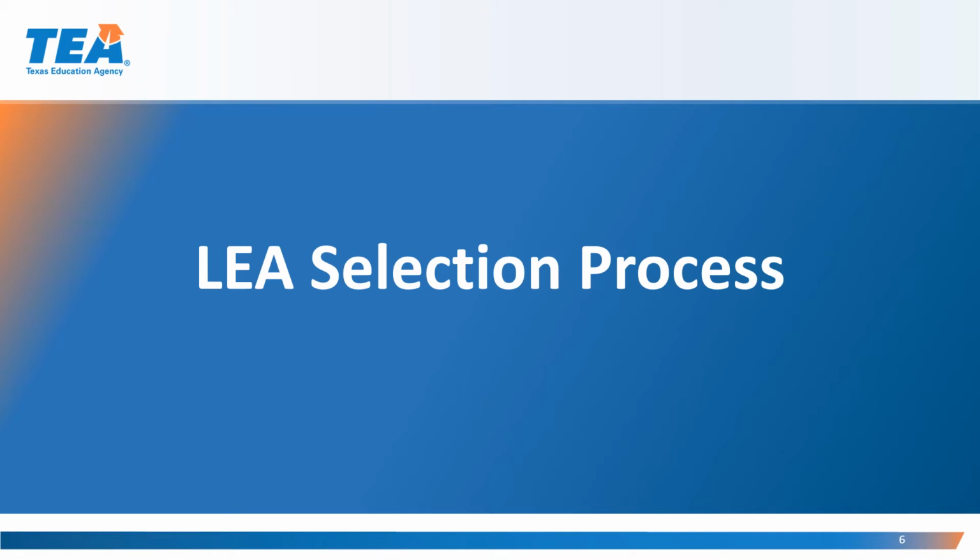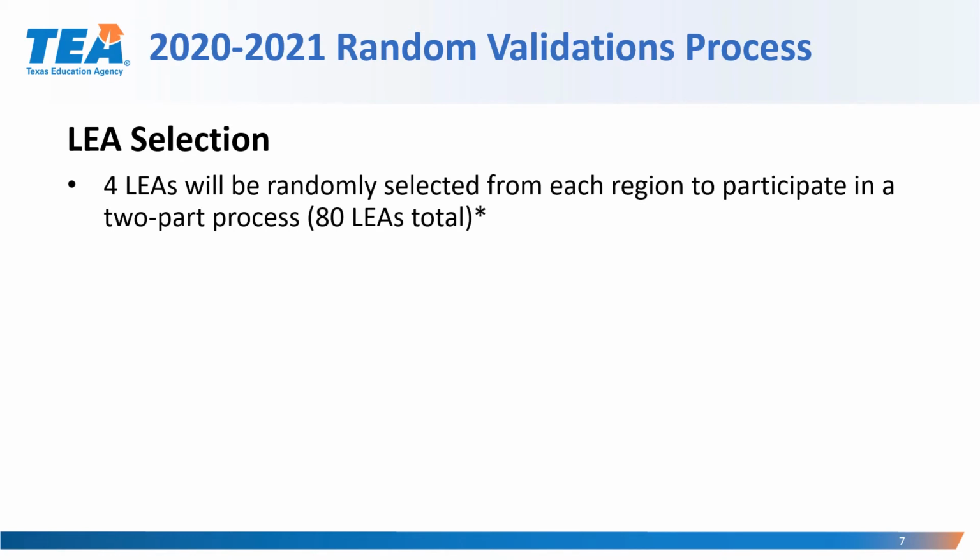We've already mentioned that there will be fewer LEAs. Let's talk a little bit about the actual selection process. First, to select the LEAs, 4 LEAs will be randomly chosen from each region to participate in a two-part process. That'll be 80 LEAs total.